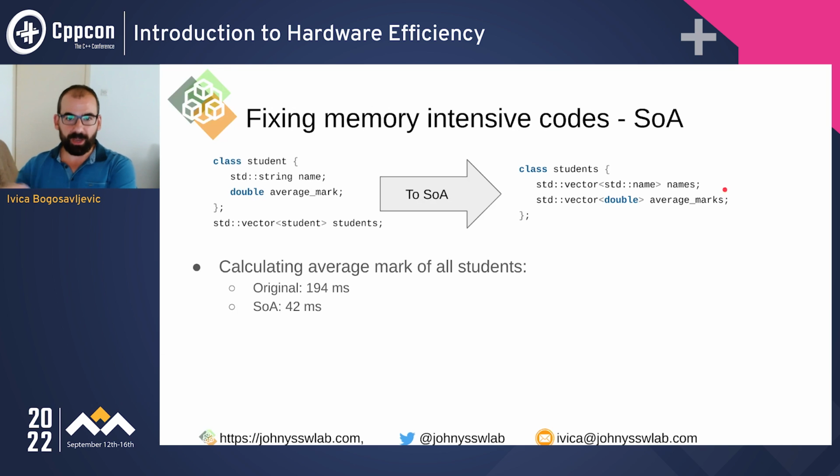Now, the question is why? If you remember correctly, to calculate average marks, you don't care about names. You're just accessing this vector. And this code is computationally intensive. Why? It's processing doubles, simple types. The data is stored in a vector. And third, we're accessing data sequentially from 0 to n. So this is one way to fix memory intensive code, by converting from array of structs or array of classes to struct of arrays.